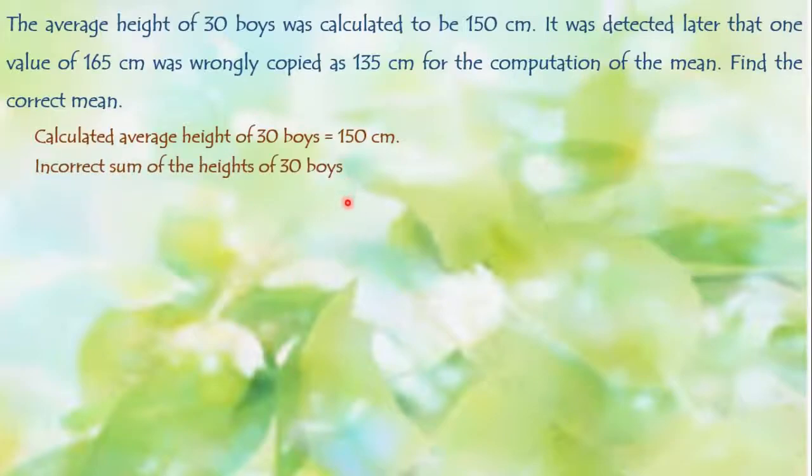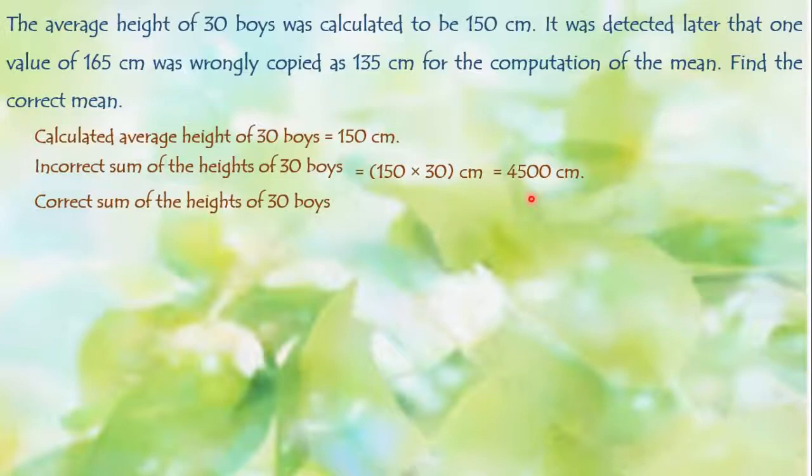Incorrect sum of these 30 boys will be 150 into 30. It is 4500 centimeter. It is the incorrect sum. Now, how can we find the correct sum? The incorrect sum is where we just add the heights of 30 boys. Only one number was wrong. It is 135. So we have to remove 135 and add 165 to the incorrect sum. That will make the incorrect sum the correct sum.